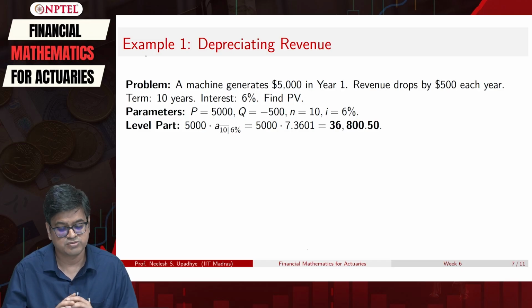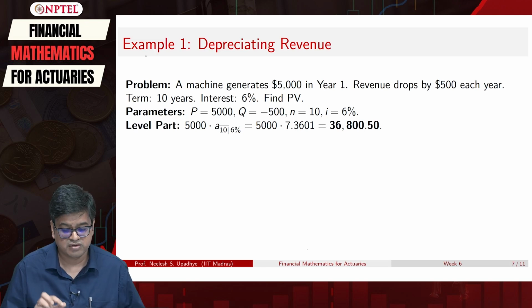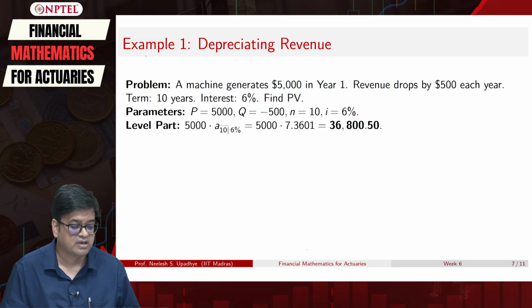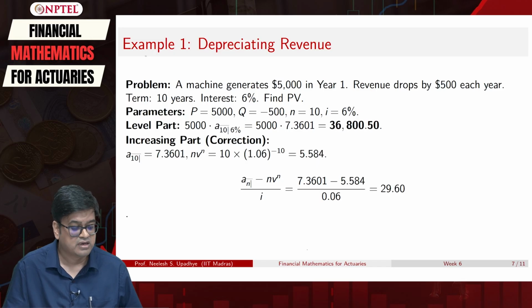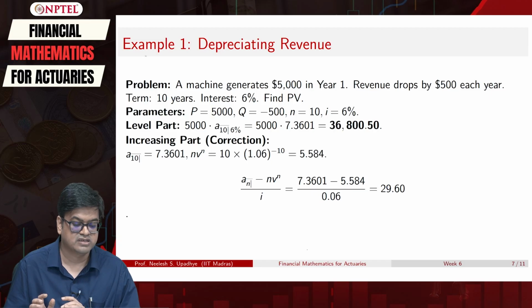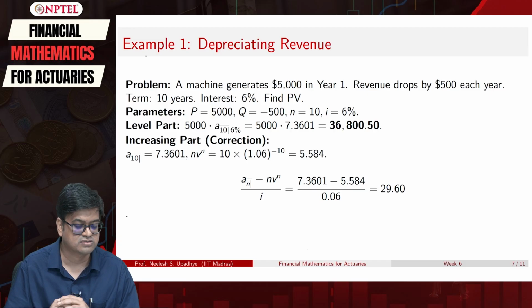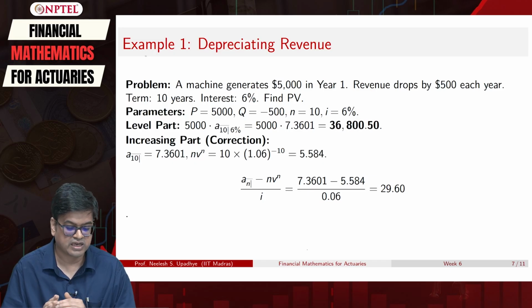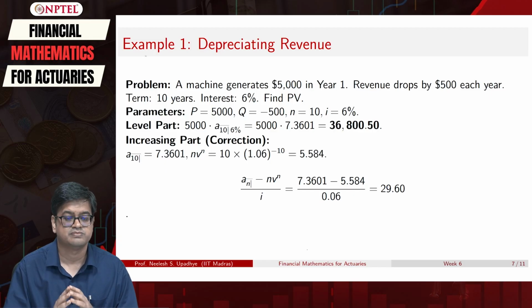You will get the answer to be 7.3601, and therefore the level part will have the present value of 36,850. Let us look at the increasing part or decreasing part, whatever you say. So we need the decreasing annuity DA 10 at 6%, with V raised to n. V is 1 upon 1.06, so V raised to n is 1.06 raised to minus 10, and then you simply calculate using algebra. It turns out to be 29.60.